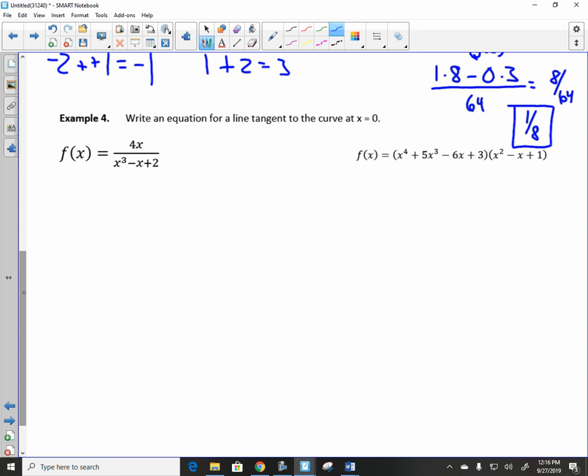It says write equation for line tangent. What two things do I need? Slope and a point. Great, we got to start. So what's the x value of the point? 0. How do we calculate the y value? Plug it in. If you plug in 0, what do you get? You get 0. Isn't that great? Now we need slope. How do we find slope? We take the derivative. What rule do we use to take the derivative?